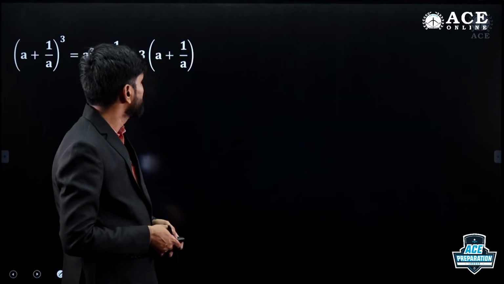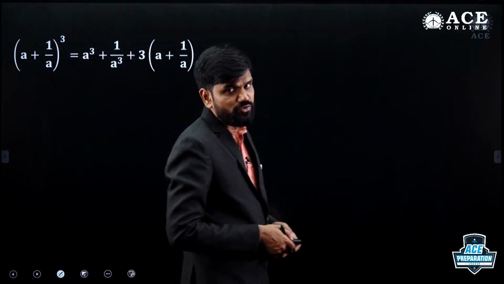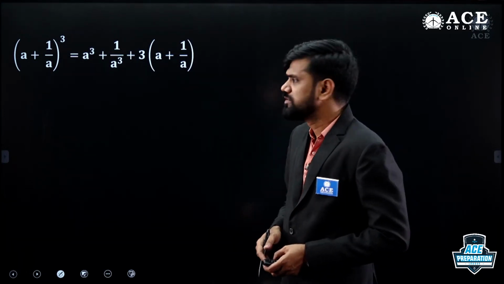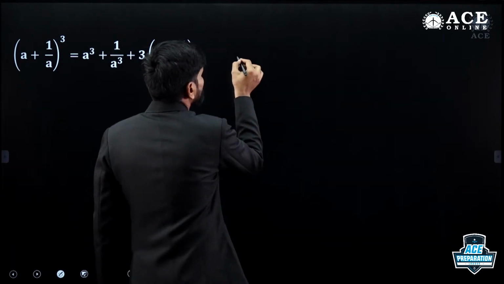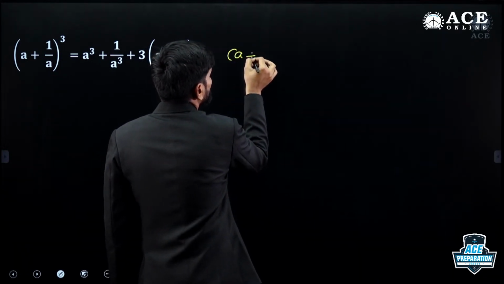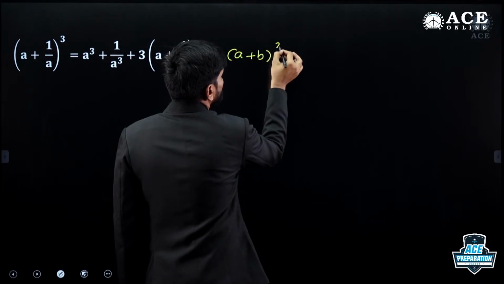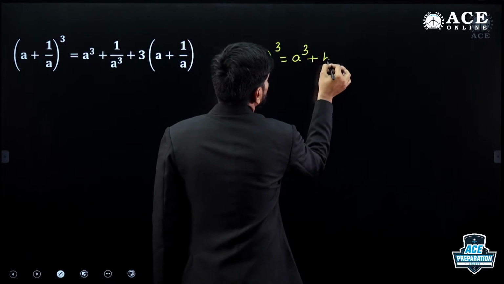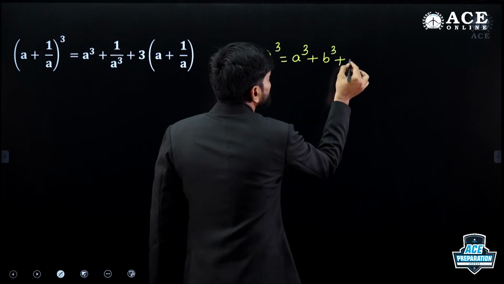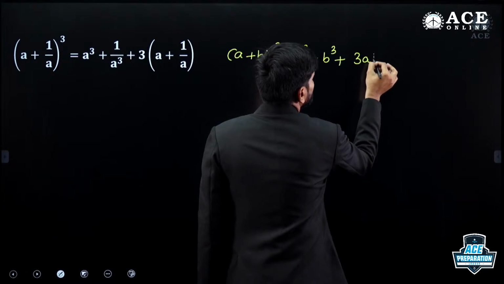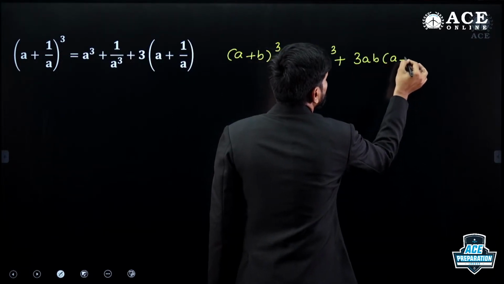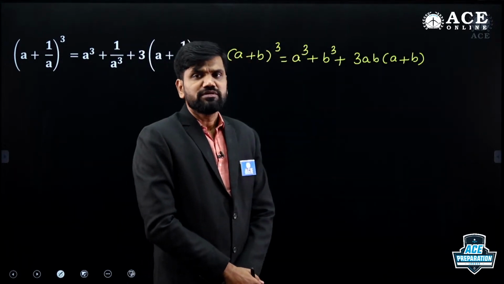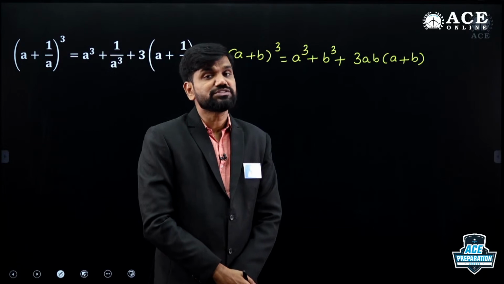Next, the cubic equation I am going to look at: a plus b whole cube. We know that a plus b whole cube is equal to a cube plus b cube plus 3ab into a plus b. This is the formula we have already learnt in yesterday's session.